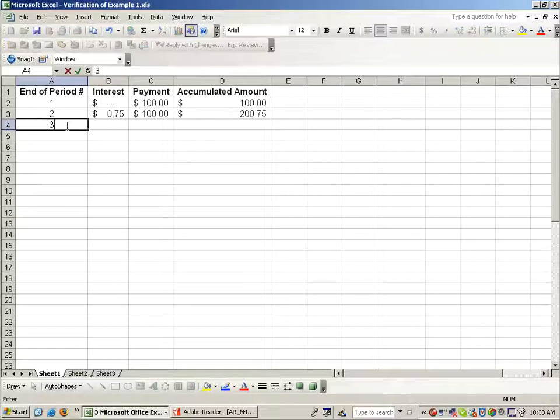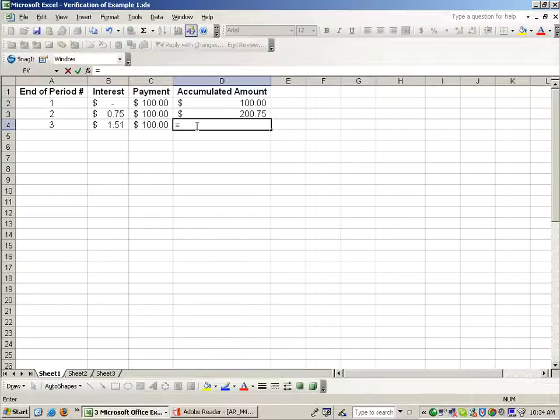Let's do one more. At the end of period 3, we have accumulated interest on this amount. So take that times 9% divided by 12. We've made another $100 payment. And the accumulated amount was what we had prior to that, plus the interest, plus the third $100 payment. And this is at the end of period 3, this is how much is now in the account. Okay, keep doing this for 24 periods.